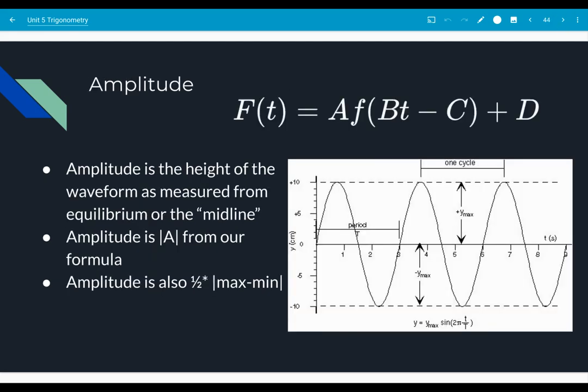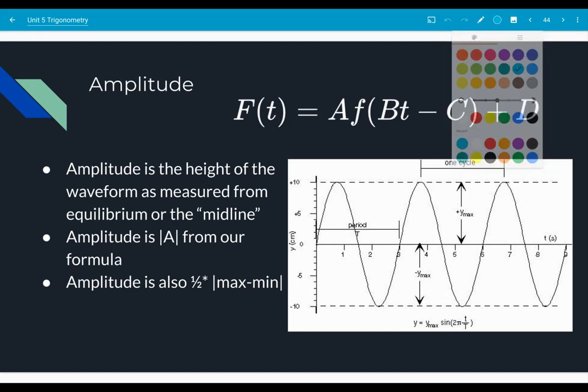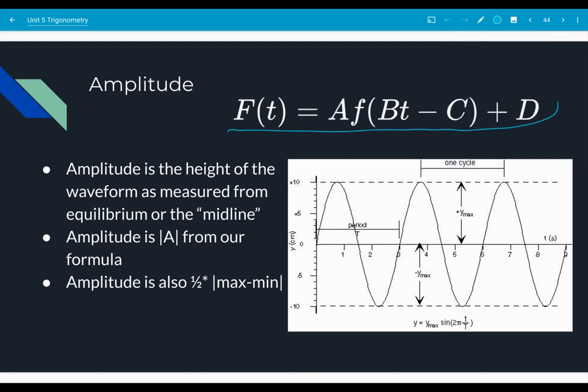So first off, we have amplitude. This right here is the generic function for trigonometry, where f here is your trig function. So it could be sine or cosine. Okay, so A, the number in front, is the amplitude. Amplitude is the height of our waveform.